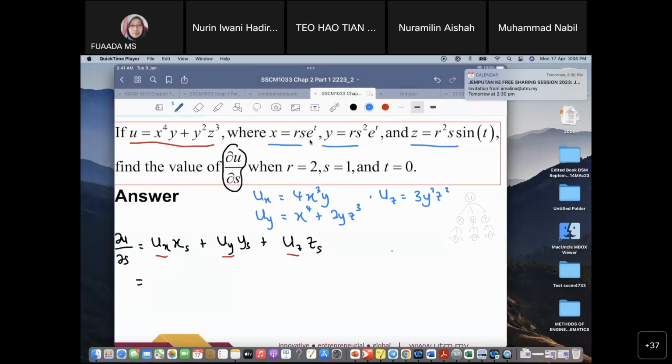Okay, XS. Okay, XS differentiate ini terhadap S. Dapat apa? X terhadap S. Dapat apa?